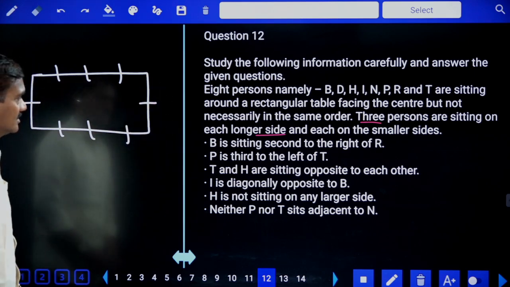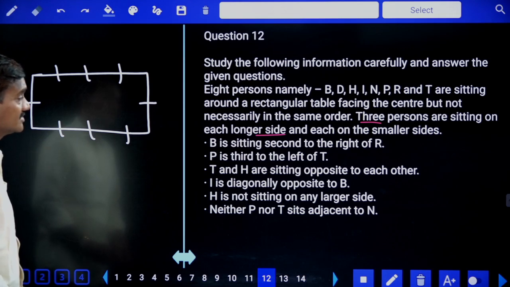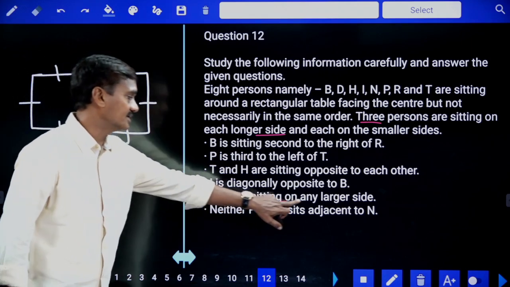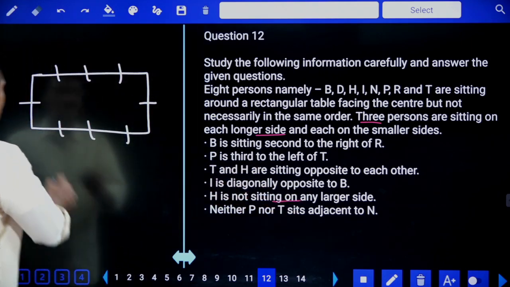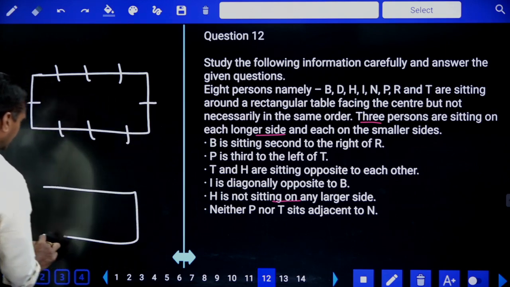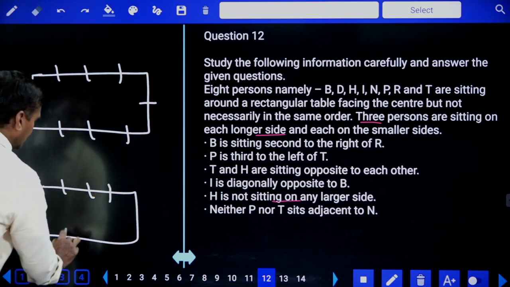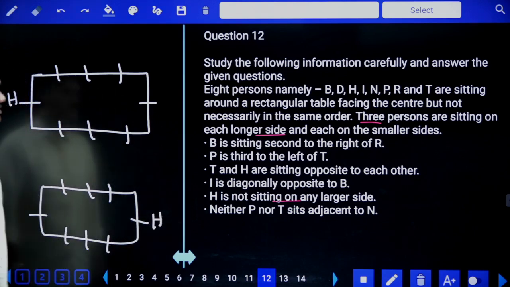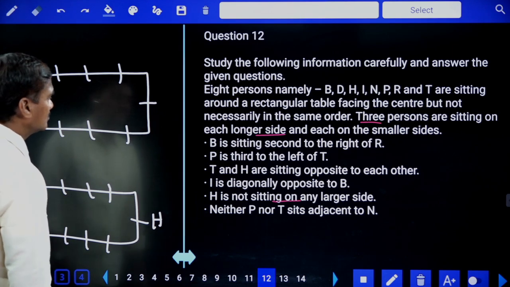Then coming to this one, B is sitting third to the right of, second to the right of R. And P is third to the left of T. T and H are opposite to each other. Then I is diagonally opposite to B. H is not sitting on any longer side. This is manaki crucial information. Hence H must be here. H ikkadaina undachchu, ikkadaina undachchu. Hence how many possibilities we have? 2 different possibilities, 1 2 3, and H at this place. Done. And next one, P is third to the left of T.